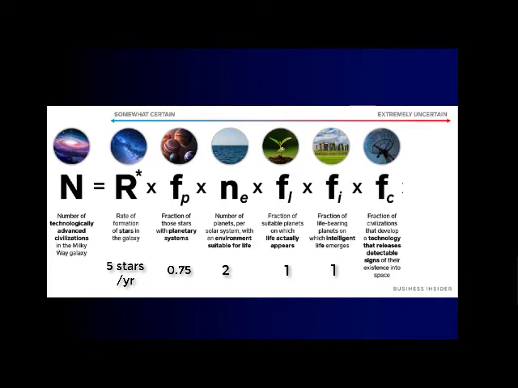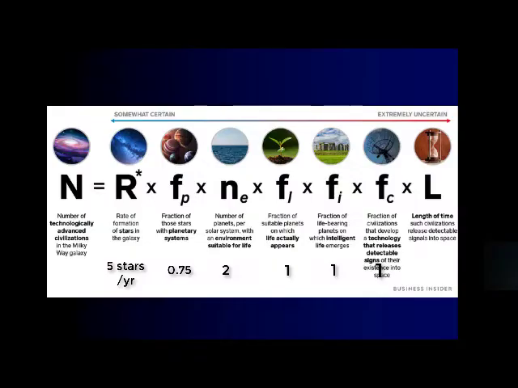Our next to last term, F sub C, is the fraction of civilizations that develop a technology that releases detectable signs. So the idea here is, if there is an intelligent civilization, like, for example, dolphins, if they don't release signals that can be detected from space, then we will never know that they're there. So on Earth, humans developed intelligence, and we have a need to communicate across large distances. As a side effect of that, we are leaking signals into space that are detectable by other civilizations around other stars if they exist.